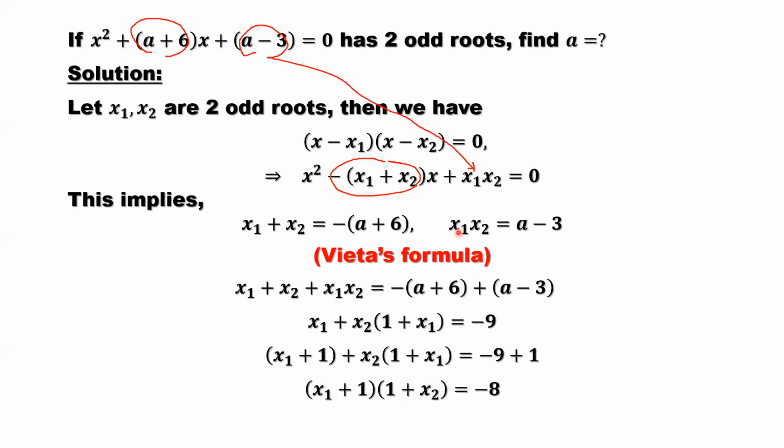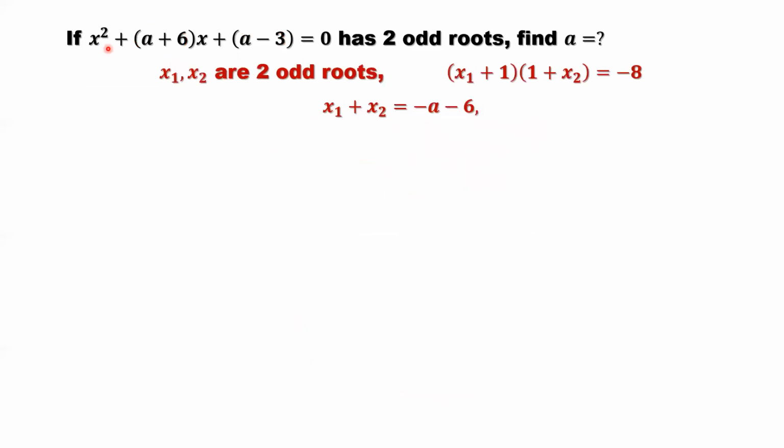We summarize all the results to the next page. So here, this is a given equation. x1, x2 are two odd solutions. x1 plus 1 times x2 plus 1 equals negative 8. And also we know that x1 plus x2 equals negative a plus 6.